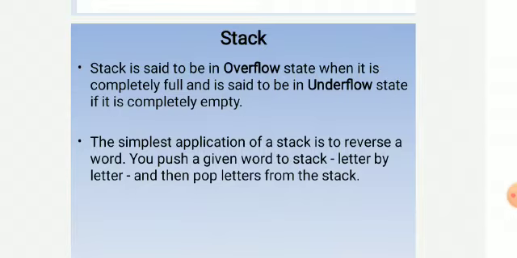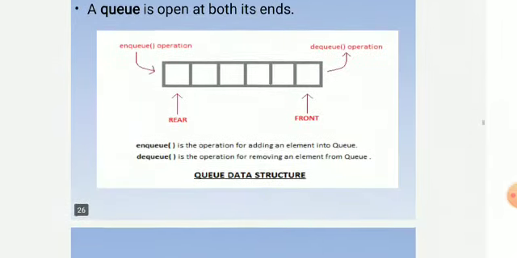The simplest application of a stack is to reverse a word. Suppose you push a given word into the stack letter by letter, and then pop the letters from the stack. Suppose you are inserting your name into the stack. Firstly you insert A, then S, H, O and K. So who is at the top of the stack? K. Now firstly who is going to be removed? K is removed. In this way, one by one from the top of the stack you remove the letters, and then you will get the reversed word.